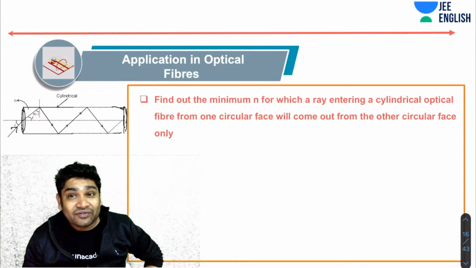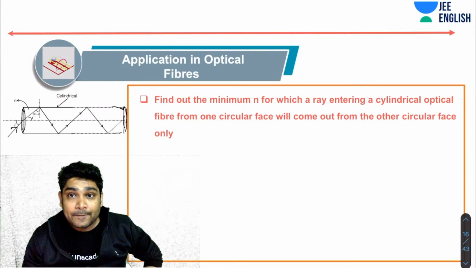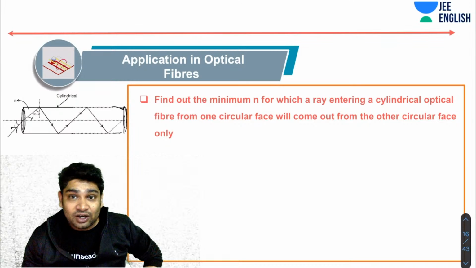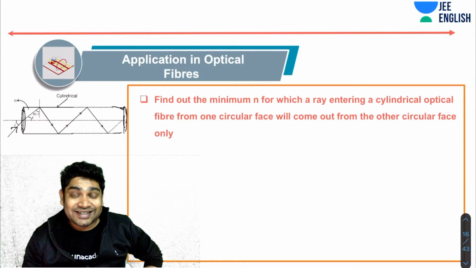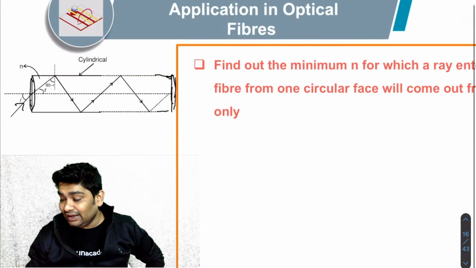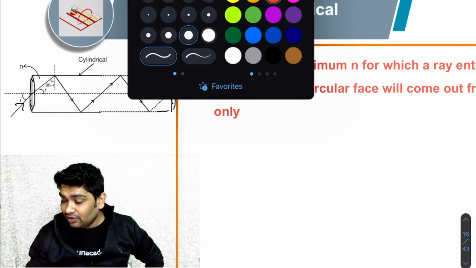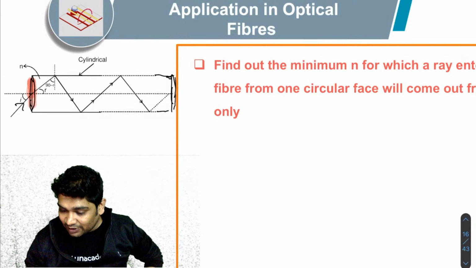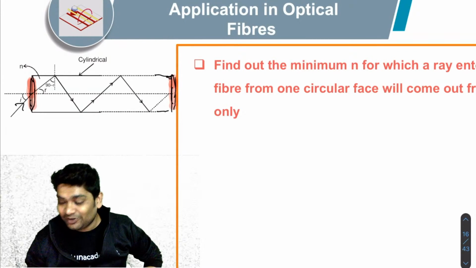Okay, so our question says find out the minimum value of n for which a ray entering a cylindrical optical fiber from one circular face comes out from another circular face only. So the aim is that any light ray that enters from this face should come out from this particular face only.